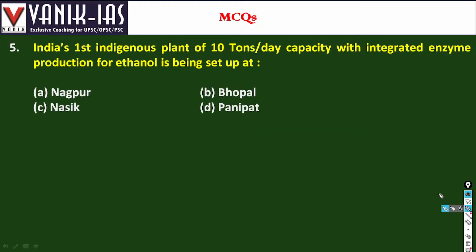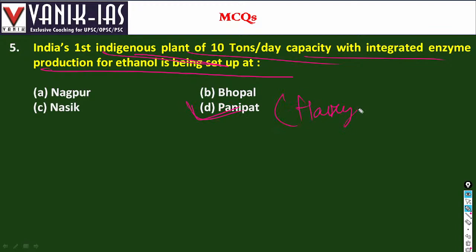India's first indigenous plant, made and developed by India, with 10 tons per day capacity and integrated engine production for ethanol, is being set up at where? For ethanol, it is set up at Panipat, Haryana. It is one of the biggest bioethanol plants. It is an indigenous plant, and 10 tons per day capacity will be produced in Panipat, Haryana.